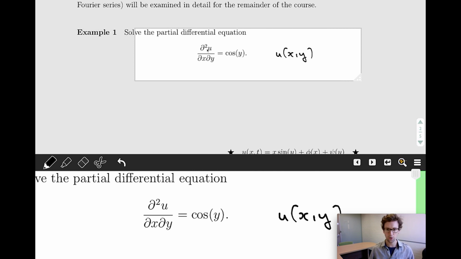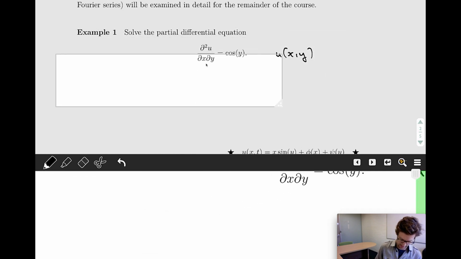This is a second order differential equation. It's got a highest order derivative of d squared u dx dy, so it's a second order derivative, the mixed derivative, and it's non-linear. I've got cosine y here. Sorry, it's linear. I've got just d squared u dx dy. It doesn't involve u squared or du dy or anything like that. So this is a linear second order differential equation. So the way that I'm going to solve this is by integrating both sides with respect to x.